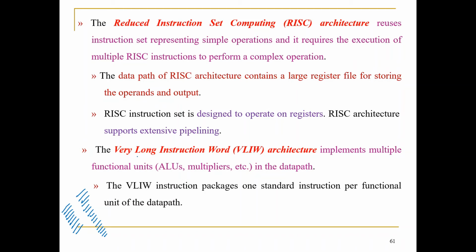The very long instruction word architecture implements multiple functional units in the data path. That is, this is A, this is B, it has to be added, then it has to be compared, then it has to be negated, then it has to be stored somewhere. So in the data path, before the output comes, there will be multiple functionalities to be executed. This particular architecture is called very long instruction word architecture. The VLIW instruction packs one standard instruction per functional unit of the data path. That is what this VLIW architecture is all about.